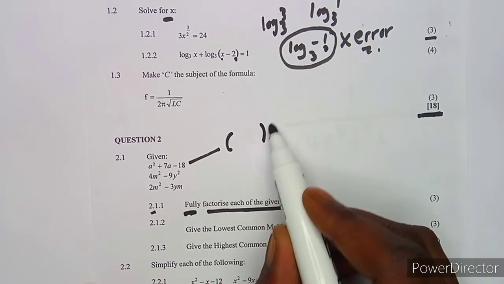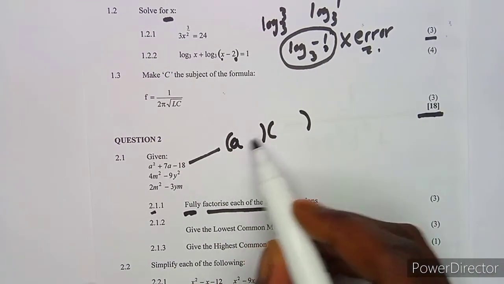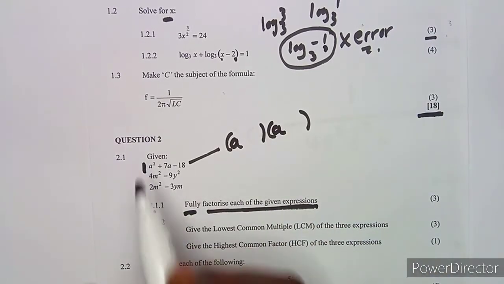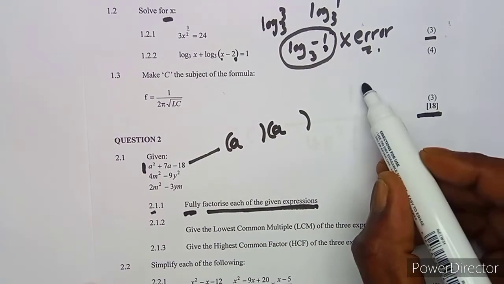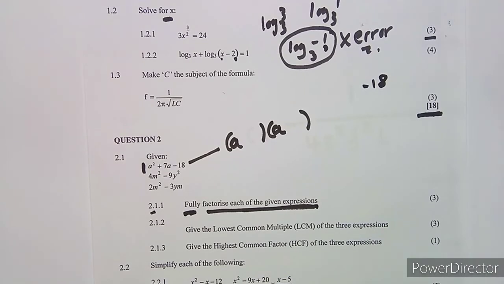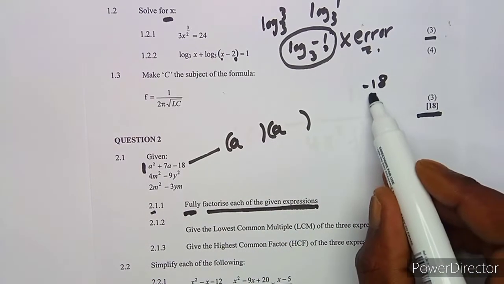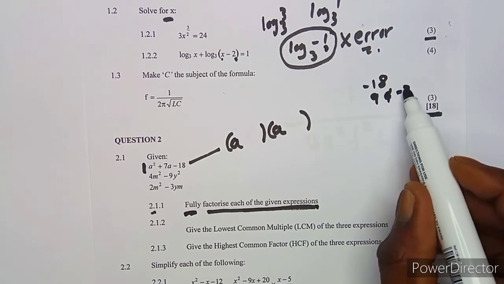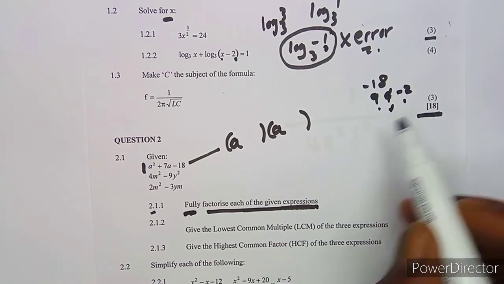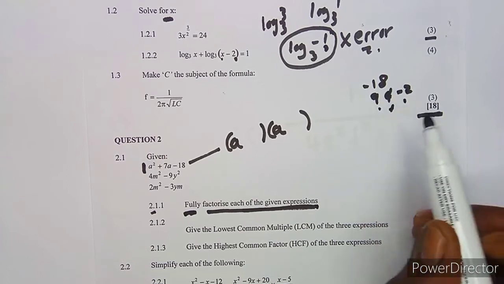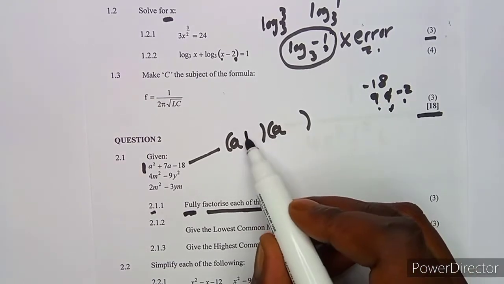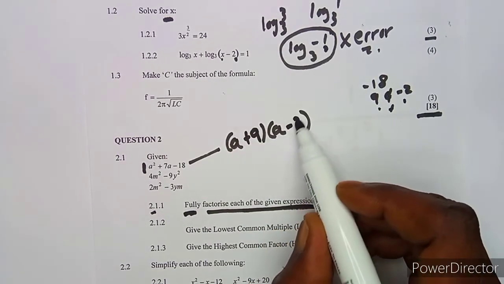So there we can just put our two brackets directly, a and a, because the coefficient here is 1. So what are the factors of negative 18 that we can add to get plus 7? So this is 9 and minus 2. If we multiply and add, yes, 9 times minus 2 is minus 18. If we add, it's 7. So it's a plus 9, a minus 2.